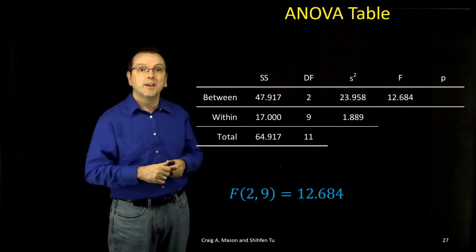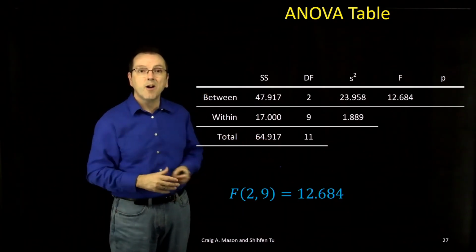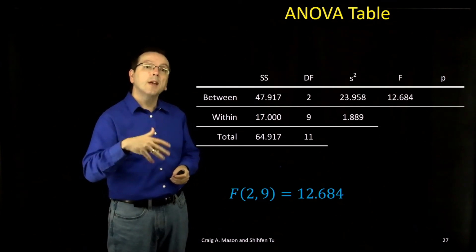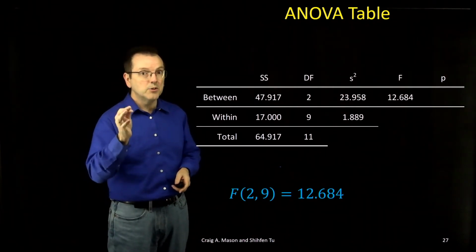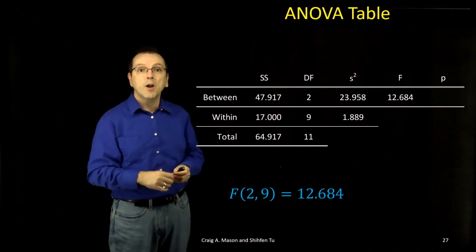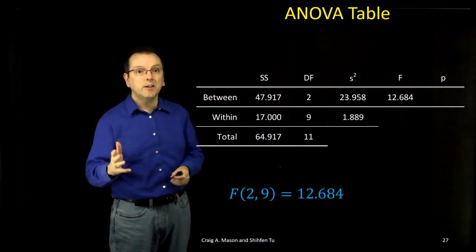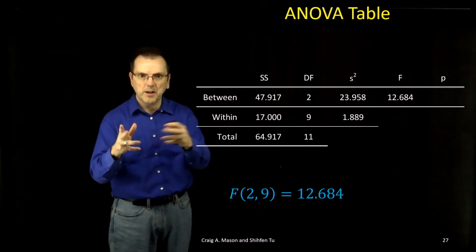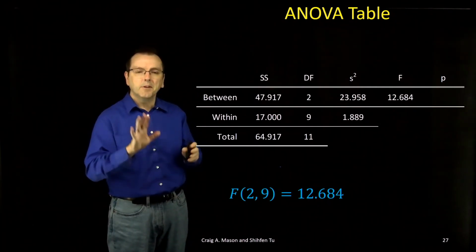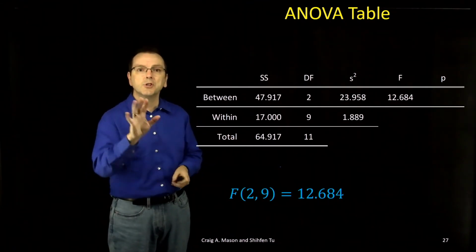All right? So we have our F statistic, and the only thing left in our ANOVA table is now the p-value. So to obtain the p-value, all we do now is enter that F statistic of 12.684 with 2 and 9 degrees of freedom into Excel or some software, or look it up in a book to find the p-value. But let's actually take a closer look at the F distribution and our F score.